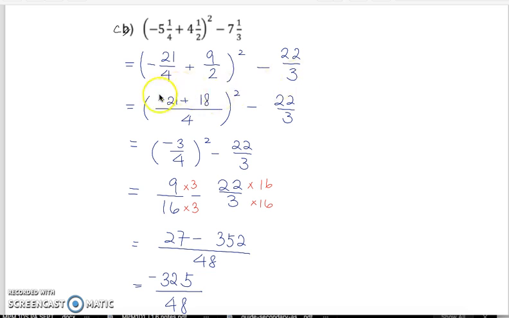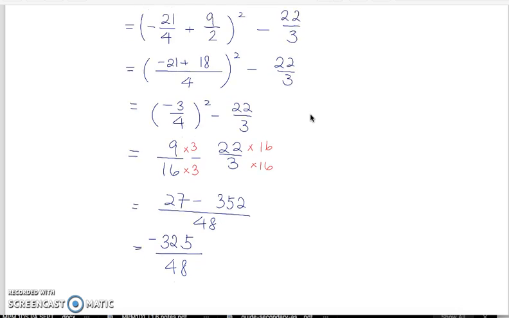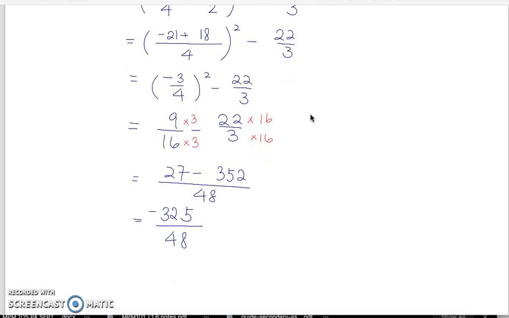And then BADMAS says, simplify the brackets first. So to add a fraction out of 4 and a fraction out of 2, the common denominator is 4. So there's no change to the first fraction, it's -21 still. But for the second fraction, we have to multiply both the numerator and denominator by 2. So that becomes 9 times 2, 18. And then we copy everything else. Simplify -21 plus 18 over 4. It's -3/4. Copy everything else.